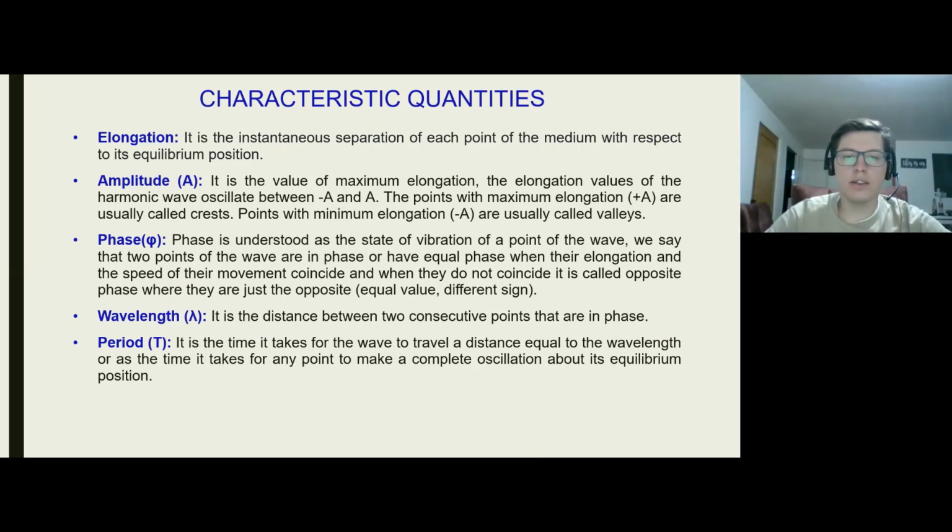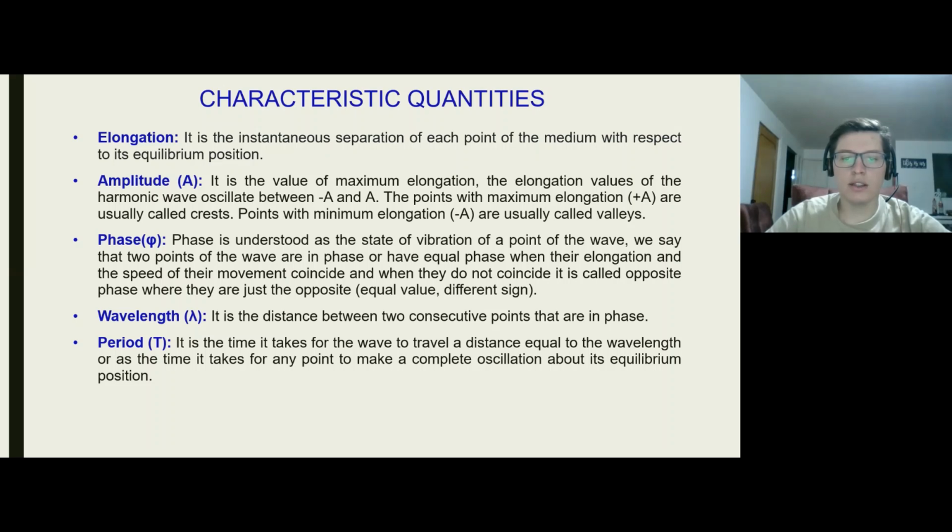Phase. Phase is understood as the state of vibration of a point of the wave. We say that two points of the wave are in phase, or have equal phase, when their elevation and the speed of their movement coincide. In opposition of phase, they are just the opposite, with equal value but different sign.